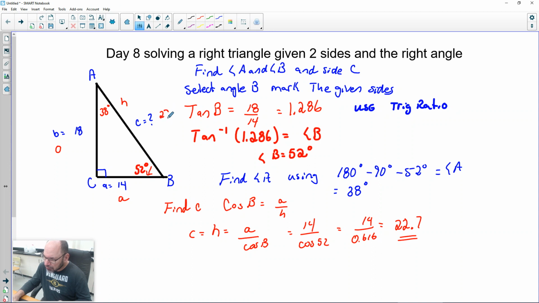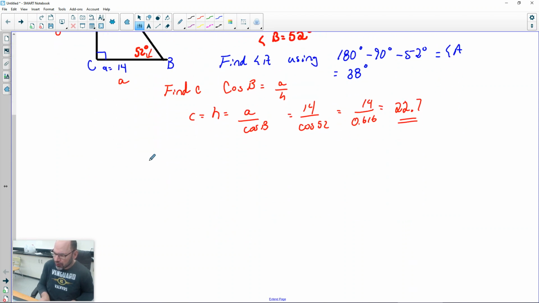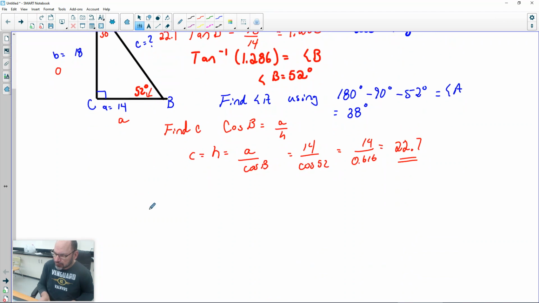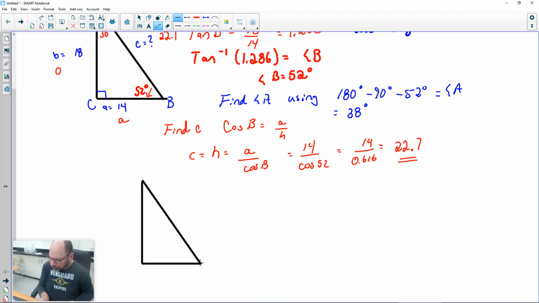So that's how you do questions where you end up having to find two angles instead of two sides like the last one. Let's do one more in our examples here, and then I'll give you a couple practice ones to try. So let's do the same shape here, but different angles.